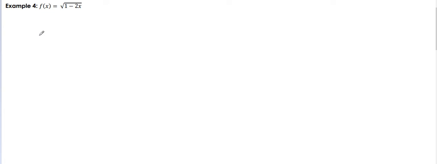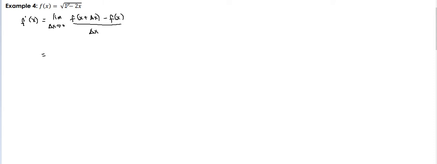Okay, let's have example number 4. We have f of x equals square root of 1 minus 2x. Okay, again, let's find its derivative. So we have f prime of x is equal to the limit of f of x plus delta x minus f of x all over delta x as delta x approaches 0.